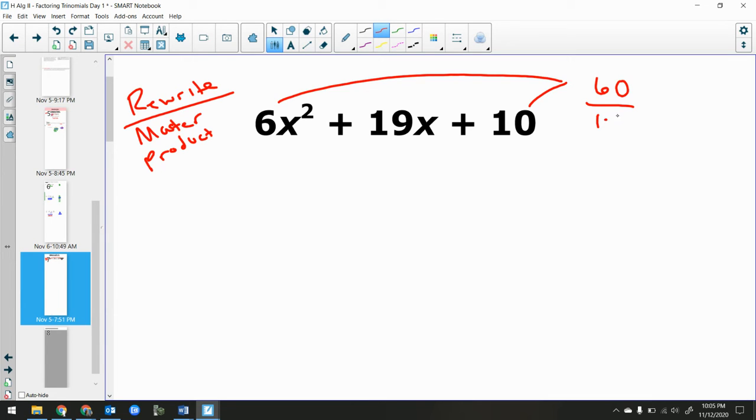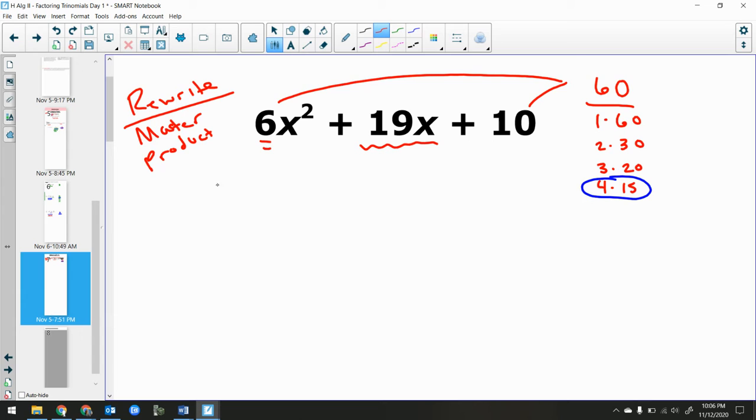So factors of 60: 1 times 60, 2 times 30, 3 times 20, 4 times 15. Bingo, I can stop. Found it. 4 times 15. Now, instead of going straight to my answer, because a is 1, I have to rewrite the middle term, and this is where it gets the other name. I have to rewrite the middle term.